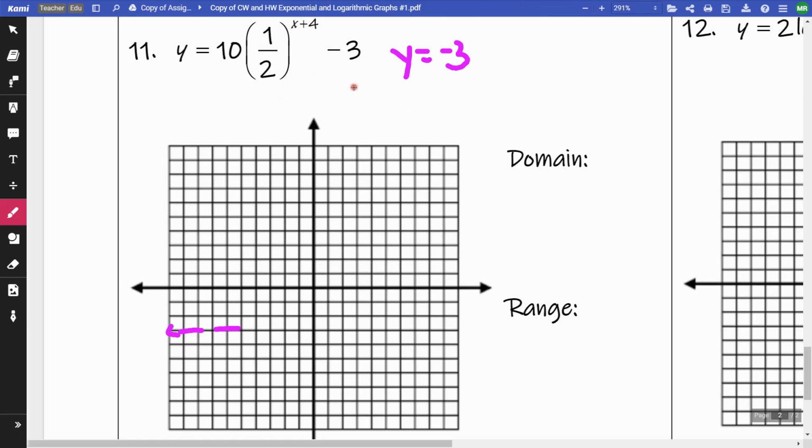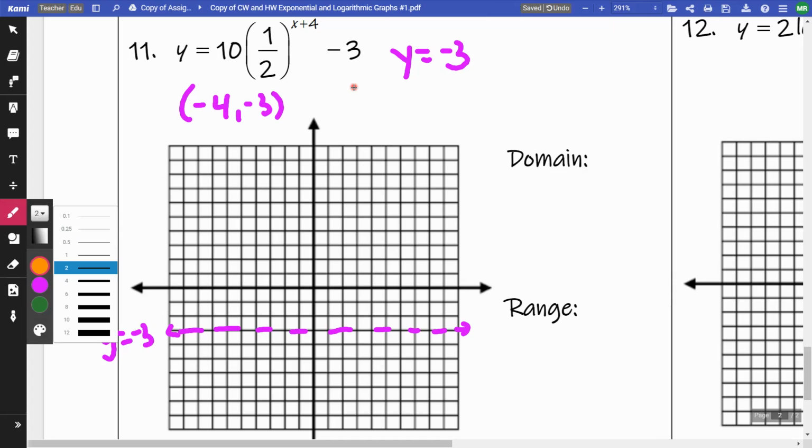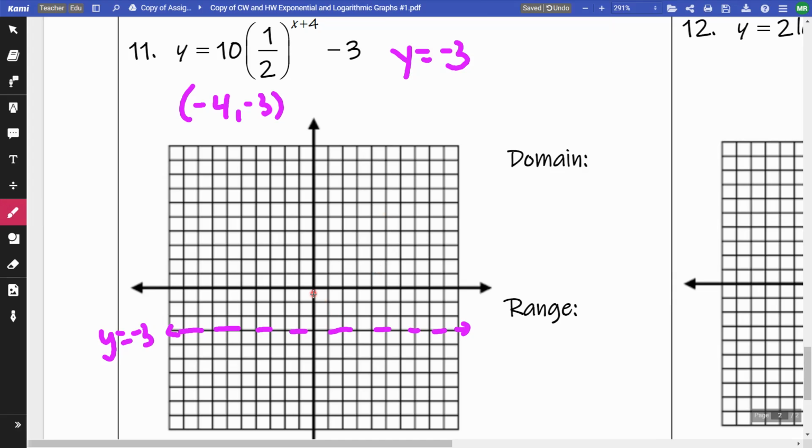So let me draw that in. And then I want to kind of think about moving -4, -3. So -1, 2, 3, 4, -3. Okay. So if I did 1/2 to the power 0, that would be 1. Times it by 10, I'm going to go up 10. 1, 2, 3, 4, 5, 6, 7, 8, 9, 10. So whatever this A is, this A times B to a power, this A is always going to be where your 0 is. That's going to be your height.